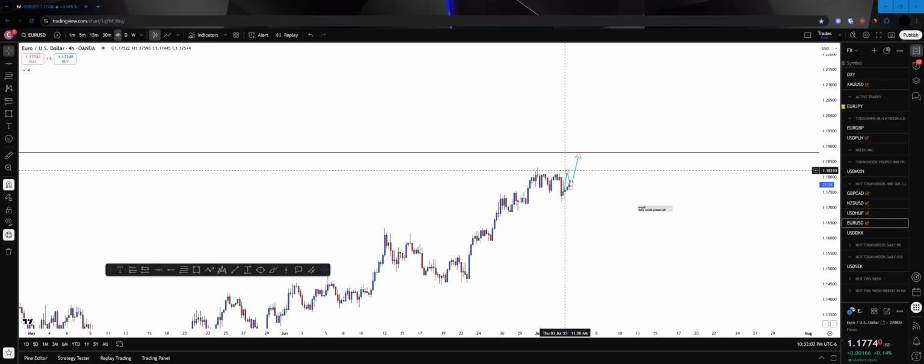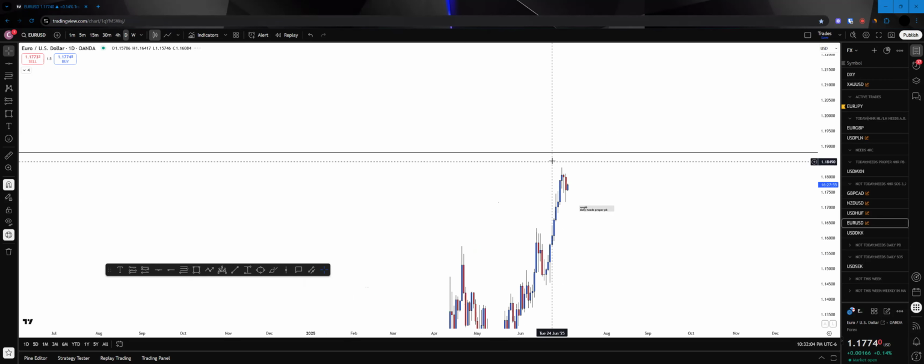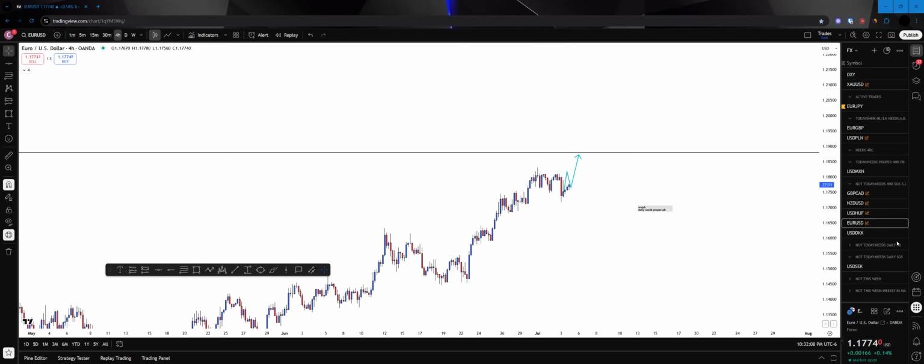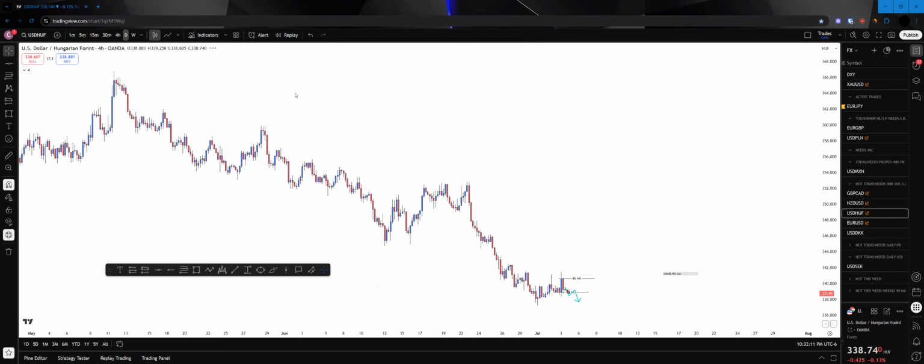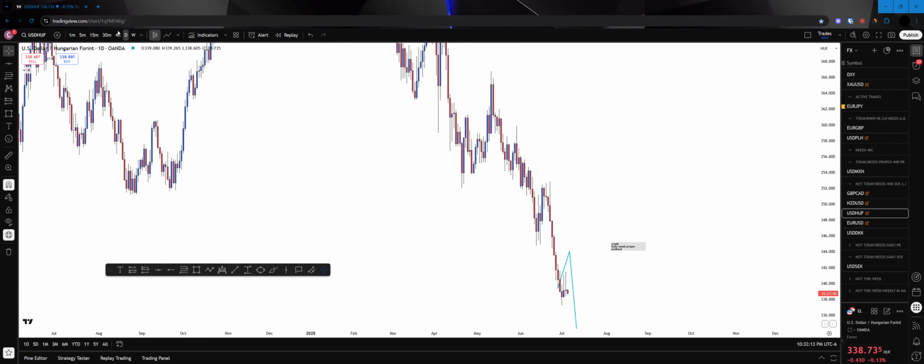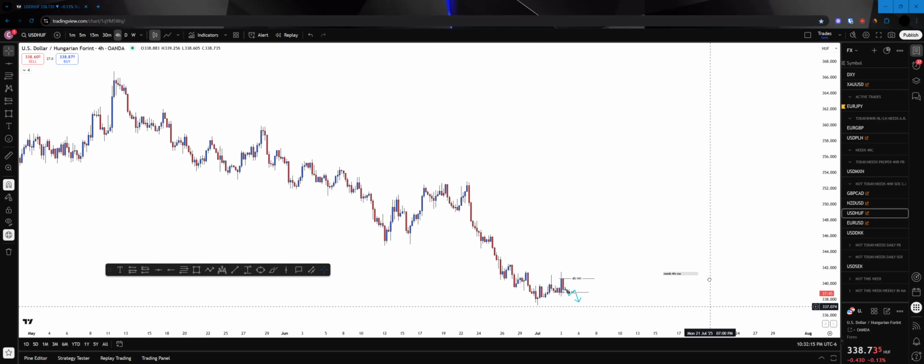So we need to shift structure to bullish because the daily is currently bullish, making higher high. This is the higher low. So we need the 4-hour to do the exact same thing. USD HUF, you can see the daily is currently bearish, lower low. We need the 4-hour to also be bearish, lower low.